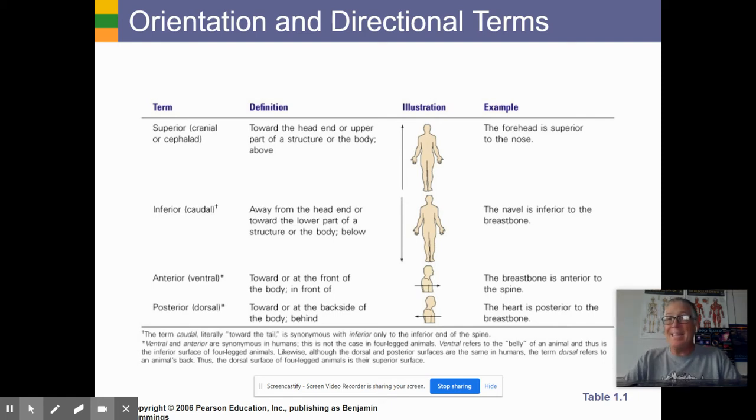So anterior, that means towards or at the front of the body, in front of. The breastbone, that's that little thing right here in the middle of your chest, is anterior to my spine, that backbone. My nose is anterior to the back of my head.